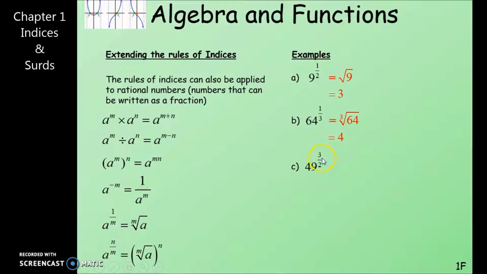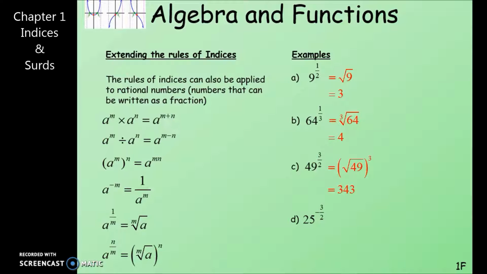Now, this one's more interesting. We've got a 2 on the bottom and a 3 on the top of the fraction. So the bottom is the root, so what's the square root of 49? That's going to be 7, and then we'd have to raise that answer to the power of 3. So what is 7 to the power of 3? Well, you see, you can't use a calculator. You have to do that by hand. I would recommend learning your cube numbers. And that's 343. 7 cubed is 343.